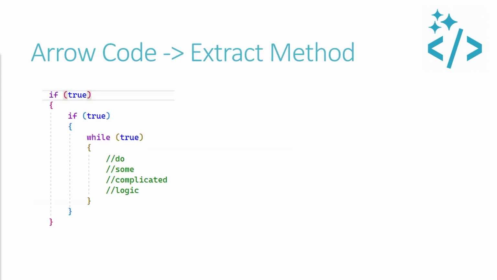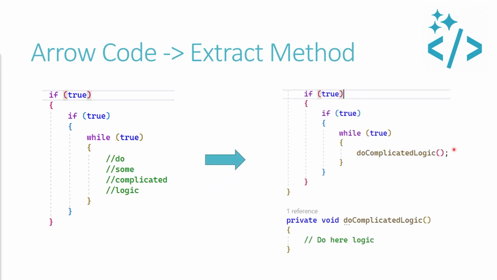What we can do, we have this style here. We have some ifs and a while, and here we have some complicated logic going on. What we can do here is, for example, extract this checking and this business into a dedicated method. So for example, this do complicated logic, and we extract it, and it looks a bit cleaner this way.